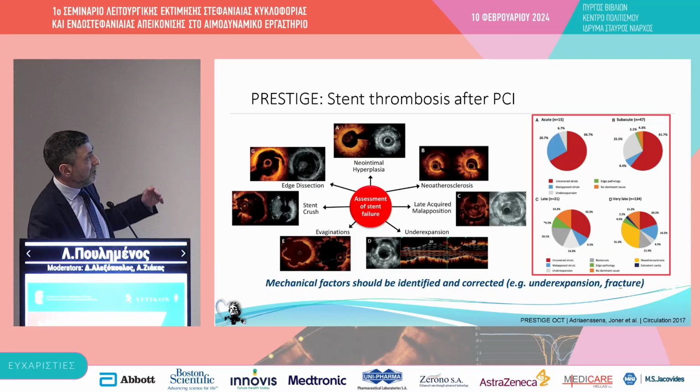Imaging gives us the diagnosis after stent thrombosis, and there are many scenarios: neoatherosclerosis, late acquired malapposition in some cases, especially bioresorbable scaffolds, underexpansion, evagination in older generation stents, stent crash, edge dissection, neointimal hyperplasia. And in each time period, the distribution of these diagnoses is different.